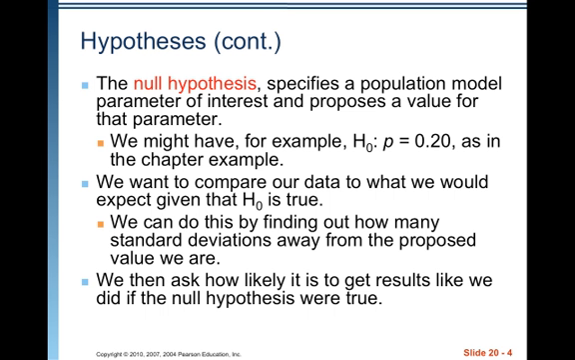We can make this comparison by finding out how many standard deviations away from the proposed value we are. We then ask how likely it is to get results like we did if the null hypothesis were true. If the true population proportion is really just 0.2, how likely is it that we get the proportion we observed in our sample?